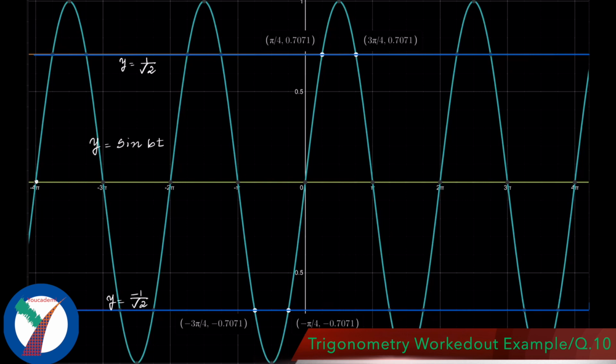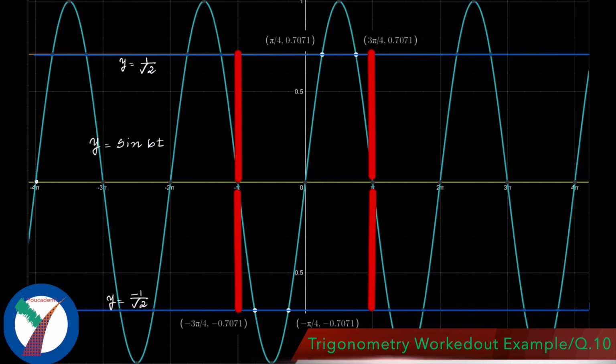Now, we need to find the solutions, that is the principal value solutions. The principal value solutions are between the interval minus pi to plus pi. Let me mark the interval minus pi to plus pi. So this is the principal value interval, minus pi to plus pi. So we have to look at all the intersects of these three lines with the sine bt curve between minus pi to plus pi. Let's mark the intersects.